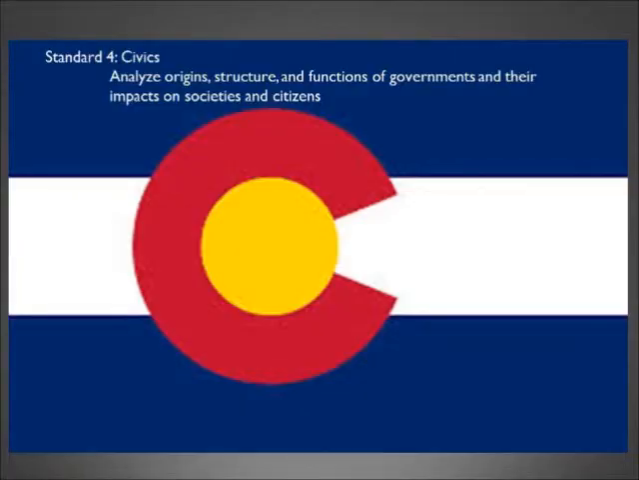Let's start by taking a look at the Colorado State Standard being addressed in this lesson. This lesson will be focused on Standard 4 for 6th grade social studies, civics. More specifically, that students can analyze origins, structure, and functions of government, and their impacts on societies and citizens. Through this, they can compare multiple systems of government.